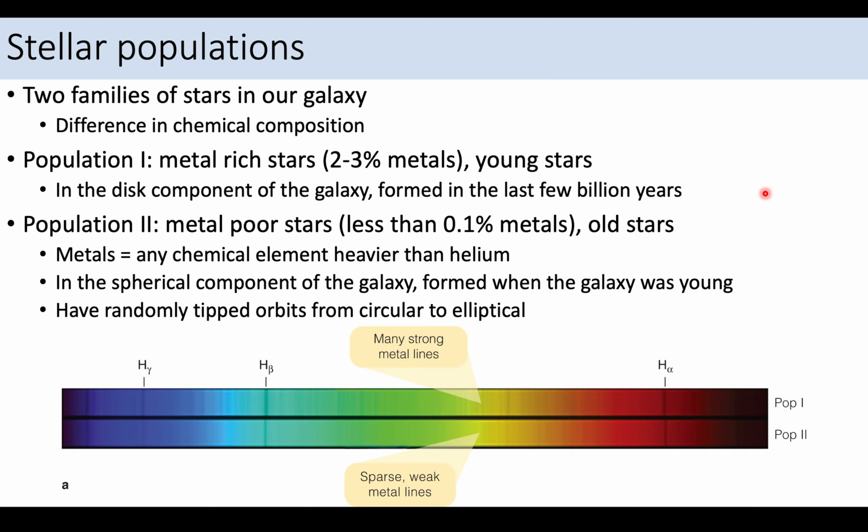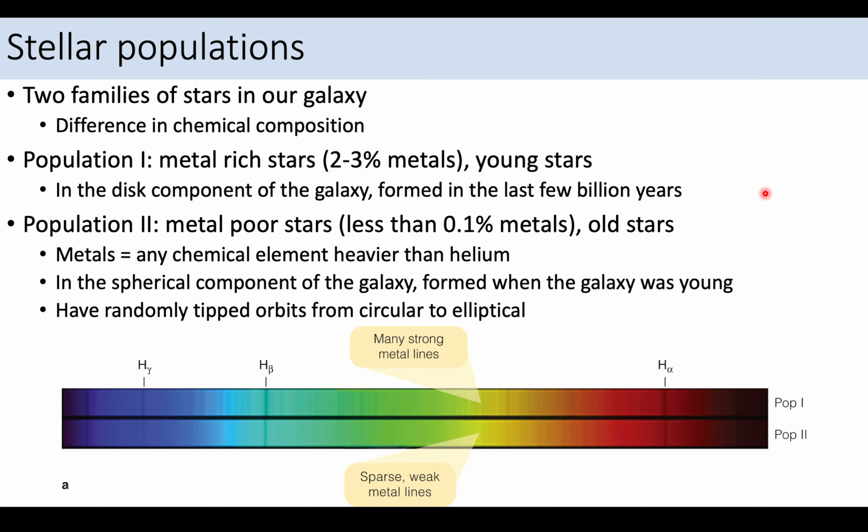Population 2 stars are metal-poor stars, meaning they have less than 0.1% metals, and they're generally very old. So these stars are found in the spherical component of the galaxy, so in that halo area, but they were formed when the galaxy was very young. So when the galaxy was young, before there was a lot of metal available, these population 2 stars formed, and they are all in the halo portion, not in the disk portion of our galaxy.